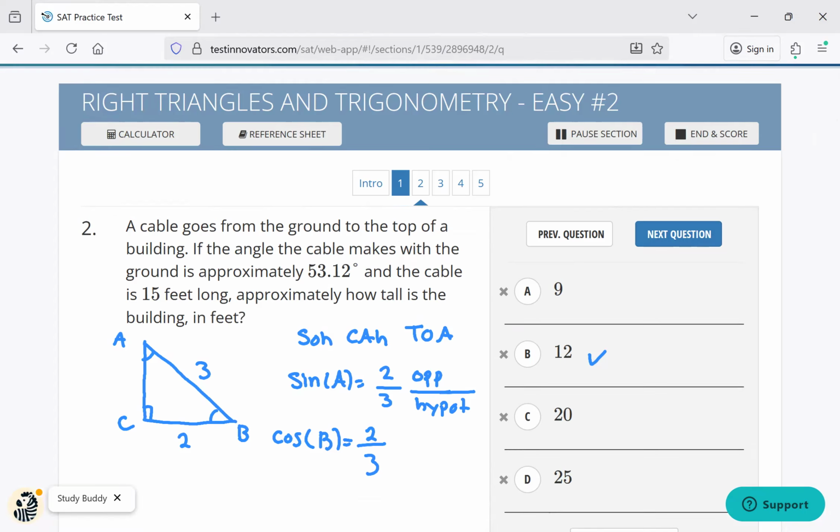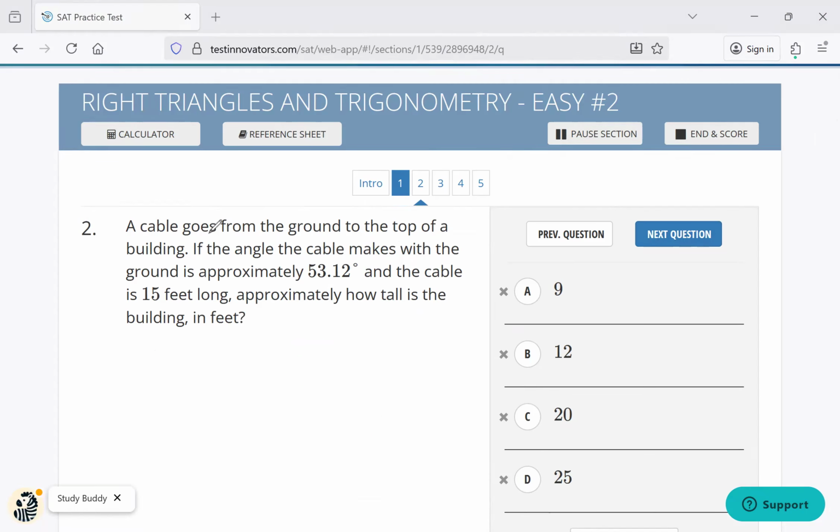Okay, let's move on to question 2. A cable goes from the ground to the top of a building. If the angle the cable makes with the ground is 53.112 and the cable is 15 feet long, approximately how tall is the building?